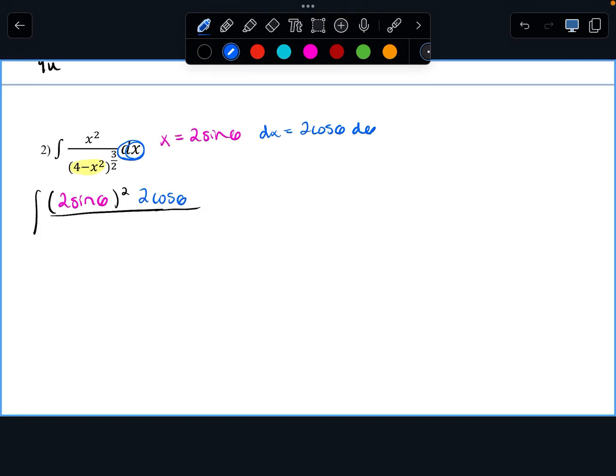cosine theta, and then I'll have d theta off to the side. So don't forget the dx. Because could you imagine getting through all of it and then you forgot the dx?